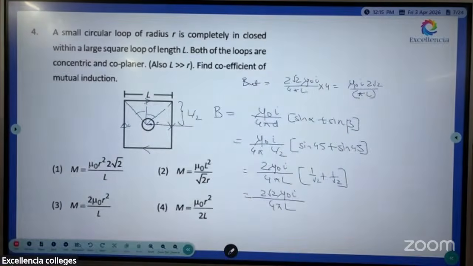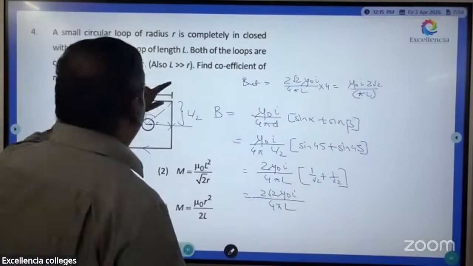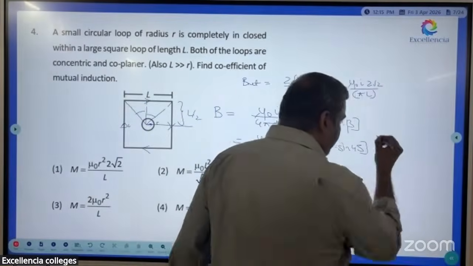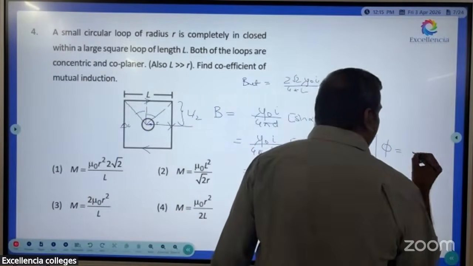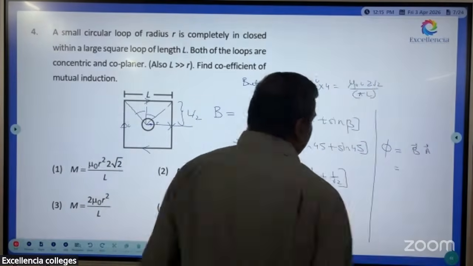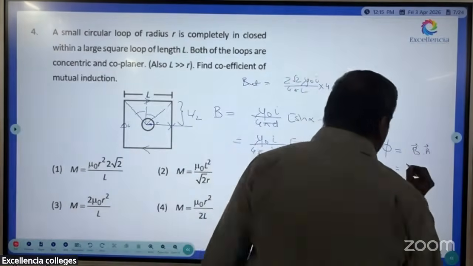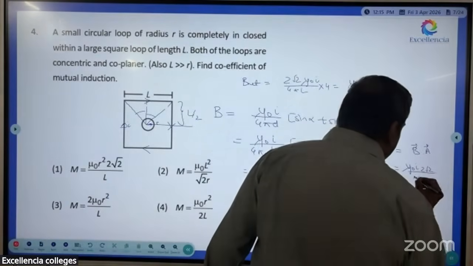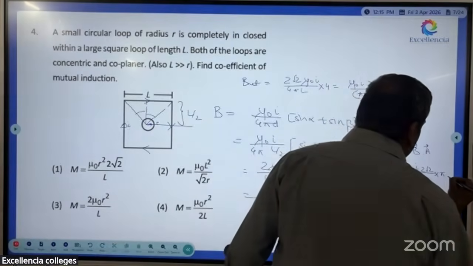Once we get the magnetic field, in order to simplify further, we need to find the coefficient of mutual induction. So we need to write the flux here. Flux will become B dot A. So writing that flux B dot A at the center, I will write here mu naught I 2 root 2 by pi L multiplied with pi r square.